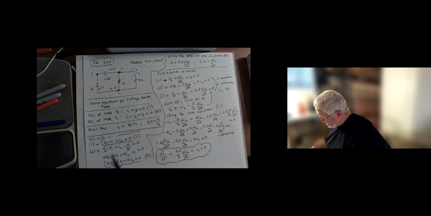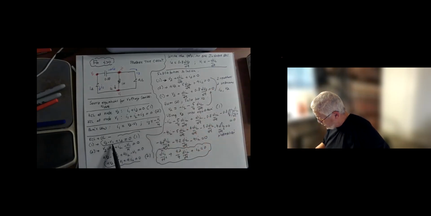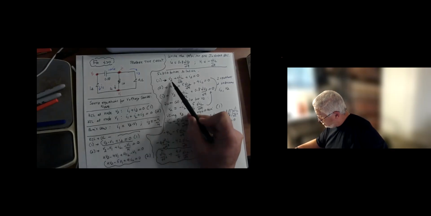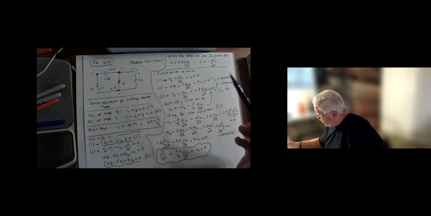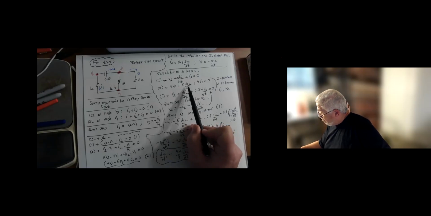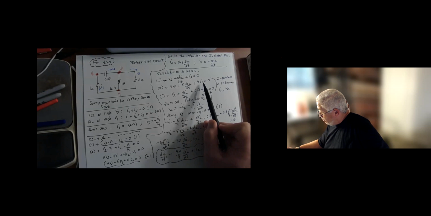The first thing I do is use the inductor relationship. Wherever I have V1, I put minus dIL/dt in my two KCL equations. I have V1 in both. So you have V2 plus dIL/dt plus I2 equals 0. And in the second one, I have 4V2 plus 5 dIL/dt plus 4IL equal to 0.